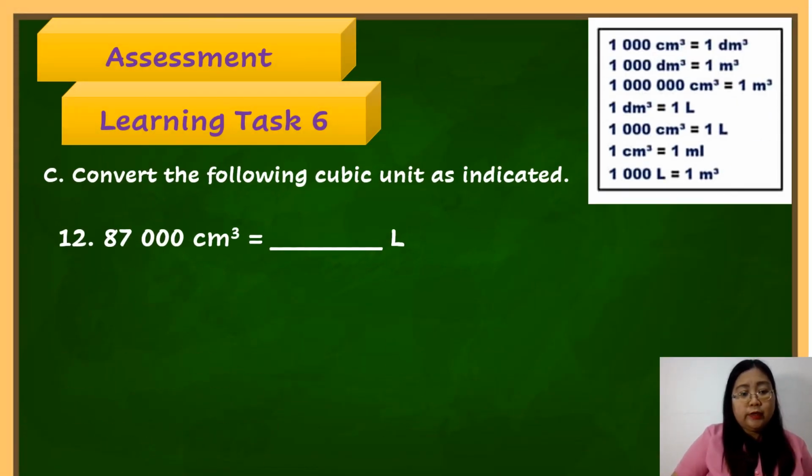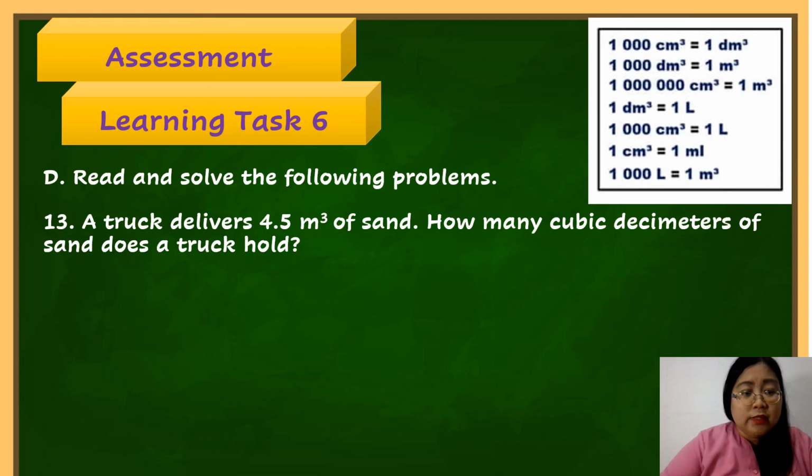Answer number 12. Convert 87,000 cubic centimeter to how many liter? Learning task number 6, letter D. Read and solve the following problems. Number 13. A truck delivers 4.5 cubic meter of sand. How many cubic decimeter of sand does a truck can hold?